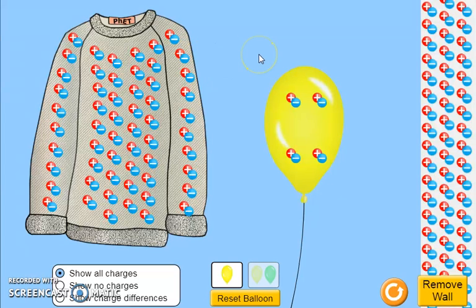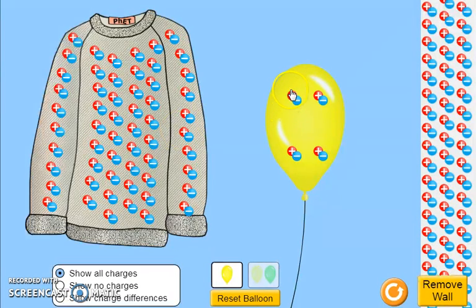Hey guys, just thought to make a simple video on static electricity. Okay, over here you see three items. We've got a woolen jacket, a balloon here, as well as a wall. One thing you see in common among all these three items is that they are actually all neutrally charged. What do I mean by that?